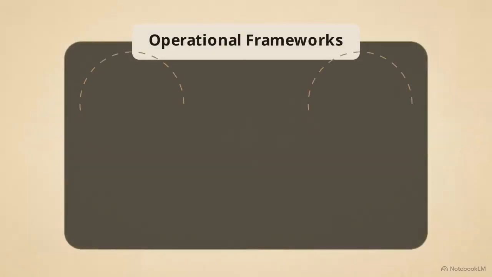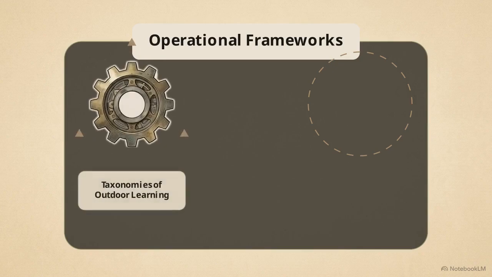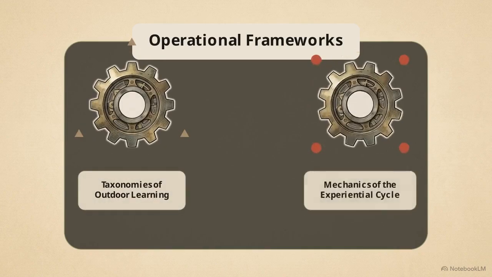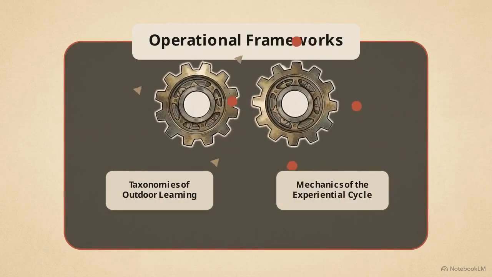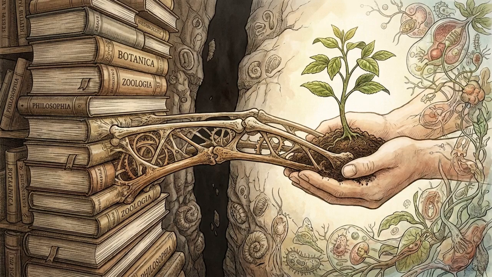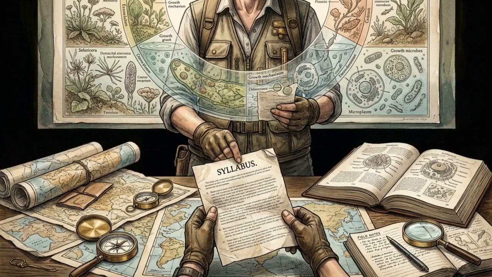To build this structure, an educator must master two operational frameworks: the exact taxonomies of outdoor learning and the mechanics of the experiential cycle. When engineered correctly, Eduwisata serves as the essential bridge, converting the student's abstract conceptual mastery into actionable ecological awareness. Educators frequently conflate terms like ecotourism and field learning. This leads directly to misaligned syllabus objectives and wasted resources.